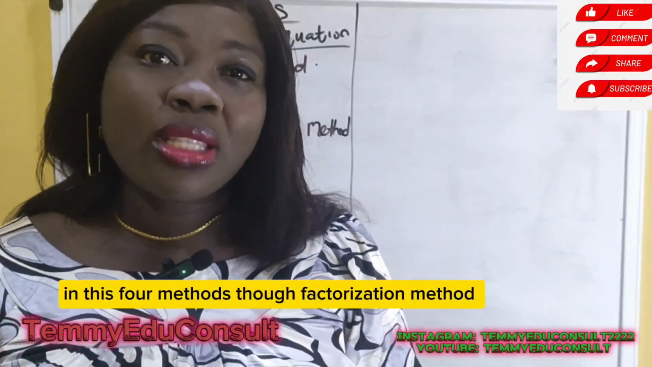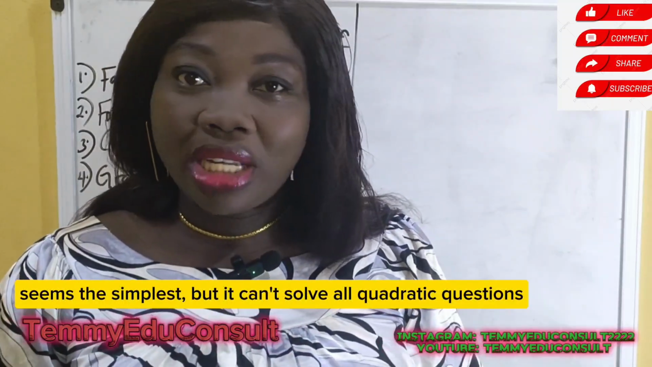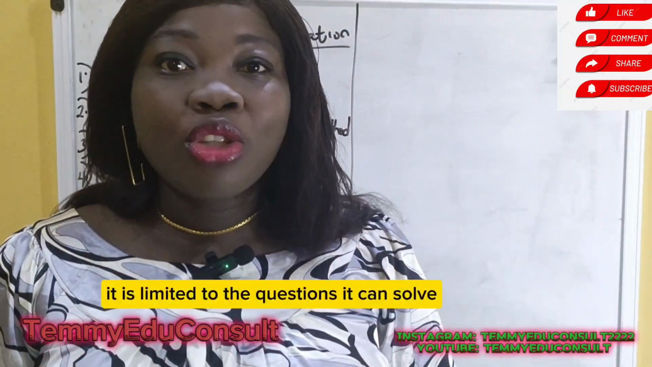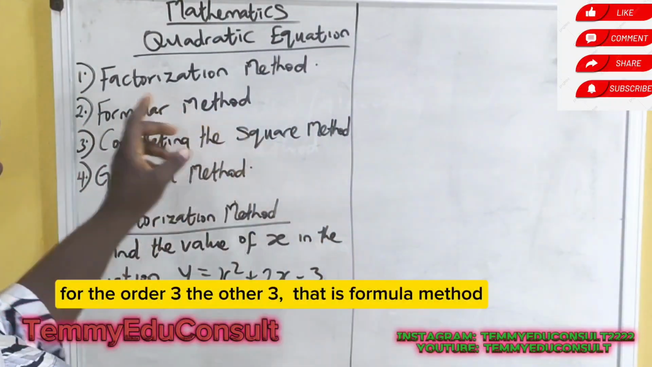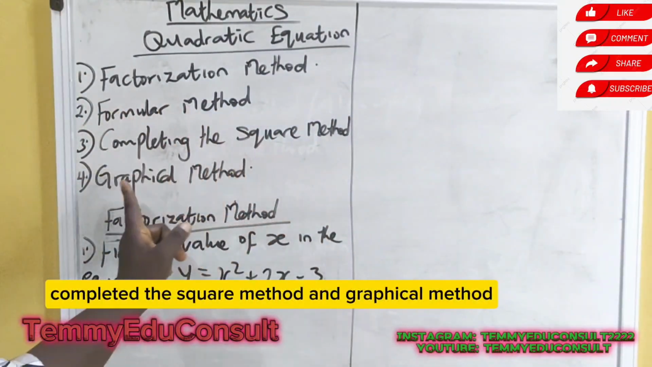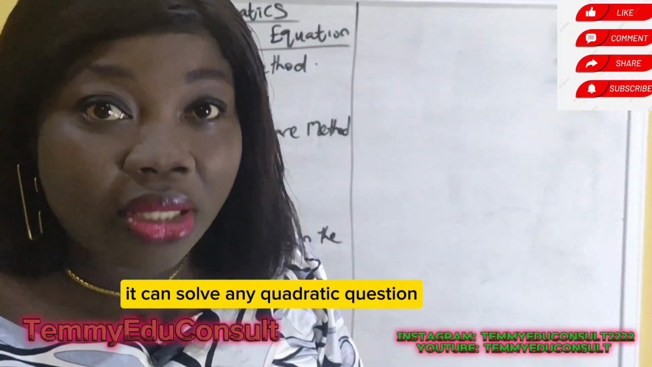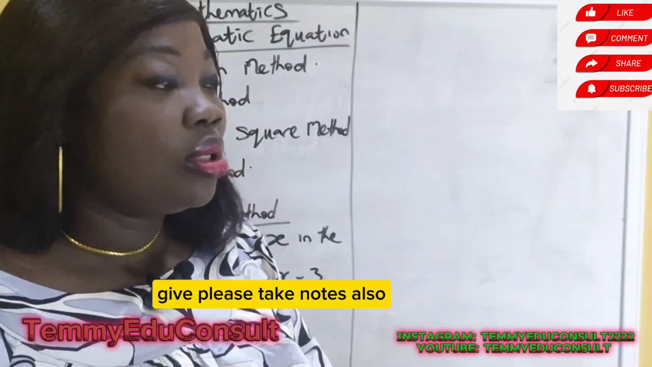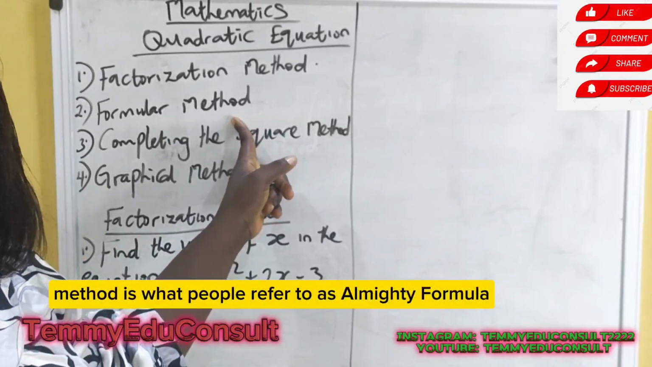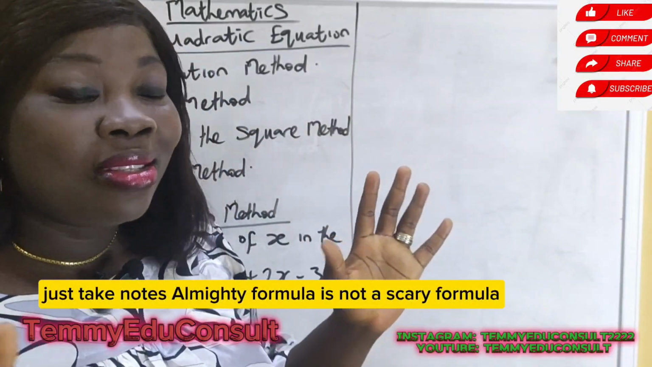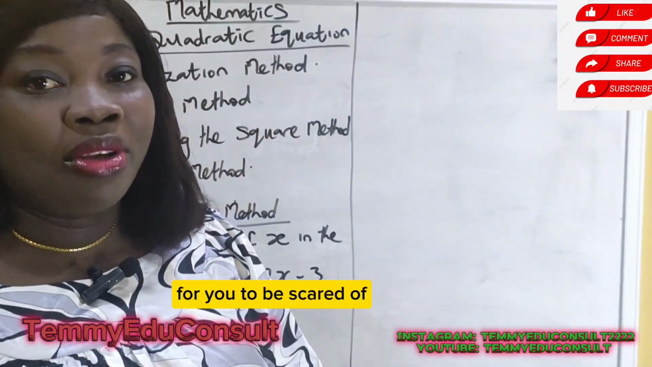Though factorization method seems the simplest, it can't solve all quadratic questions. It is limited to the questions it can solve. But the other three, that is formula method, completing the square method, and graphical method, can solve any quadratic question given. Please take note. Also, formula method is what people refer to as almighty formula. Just take note, almighty formula is not a scary formula for you to be scared of.